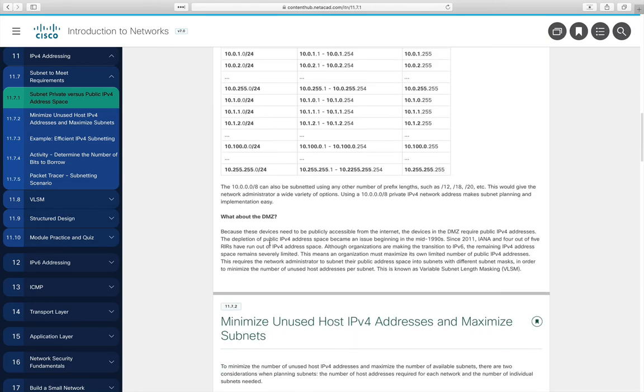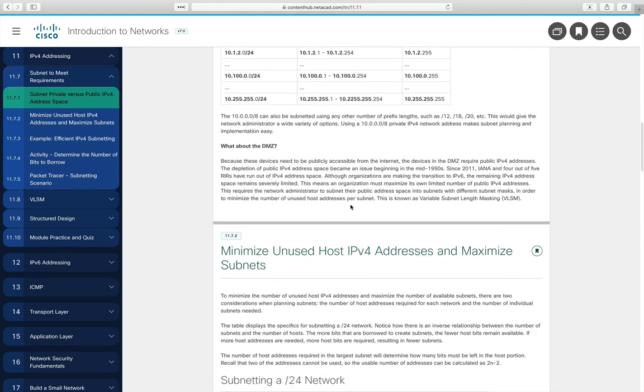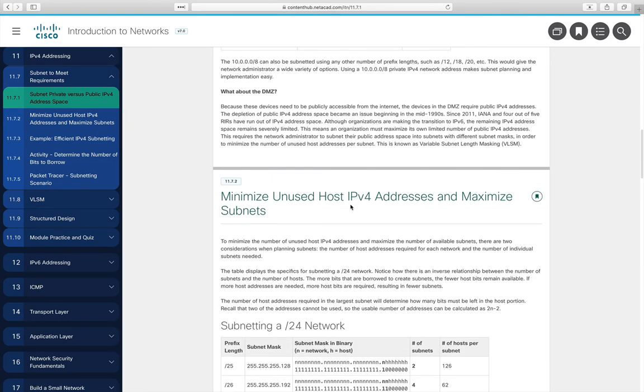I may have already mentioned this, but they're asking about the demilitarized zone. It needs public IP addresses because you want customers from the Internet to be able to reach those services that you're providing in your DMZ. That's the whole purpose of a DMZ, is to get them resources to what they need to do business with your company.